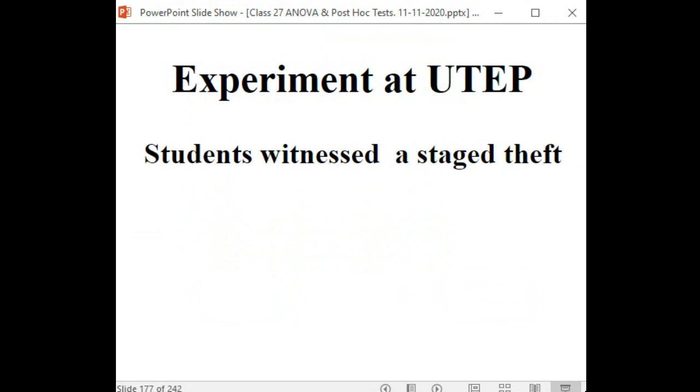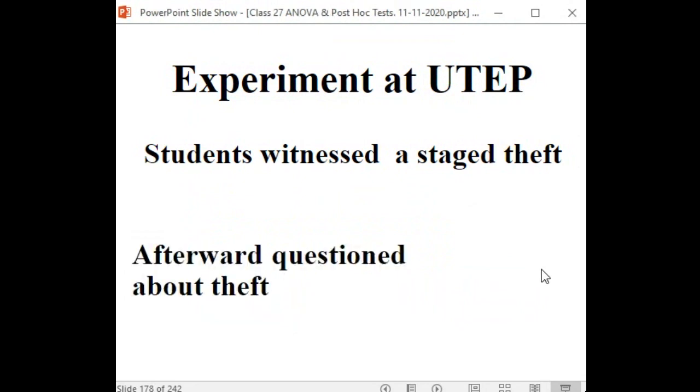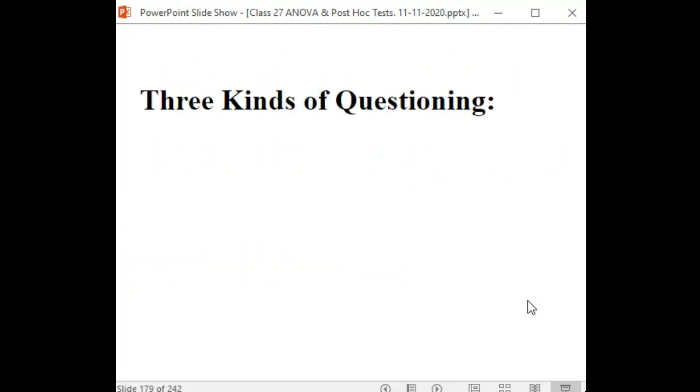In this study, students were witnesses, or they saw what they thought was a real theft. It was staged in the lab, but they didn't know it was fake when it went on. After this staged or fake theft, they were questioned about what they had seen during the theft, as if they were real witnesses to a crime. And there were three kinds of questioning used.